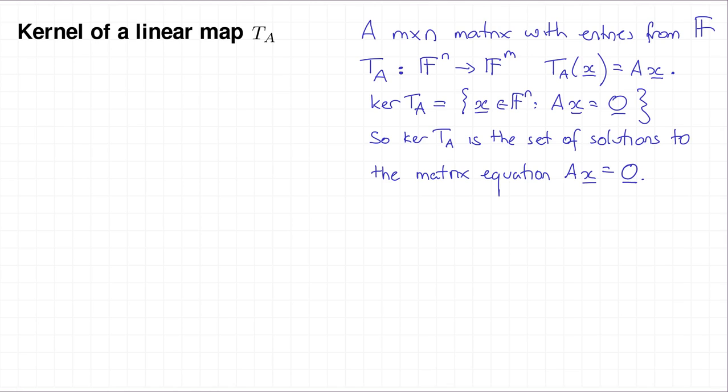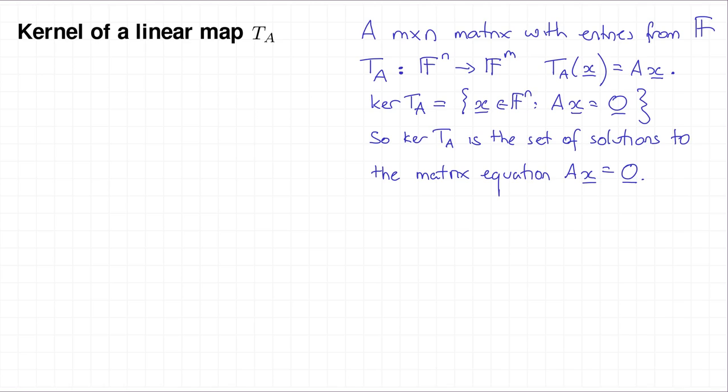That's good because you already know how to compute sets of solutions for systems of linear equations in matrix form. Namely, you can do it using our row-reduced echelon form method. So computing kernels for linear maps of the form T subscript A is something we already know how to do. So let's look at an example of doing this.